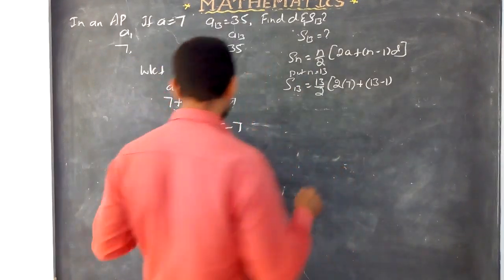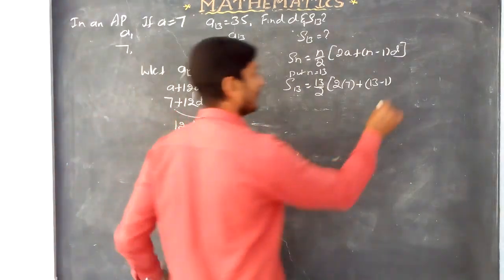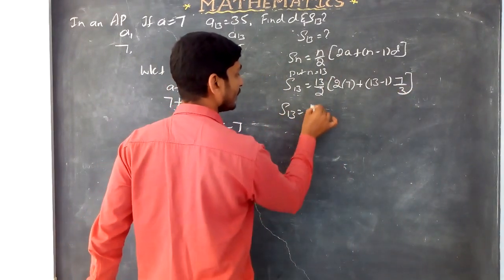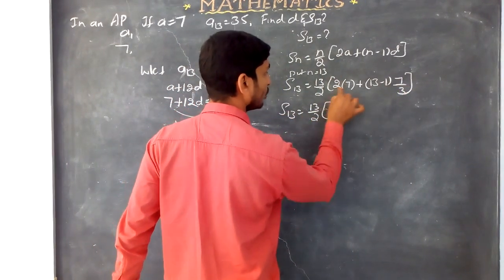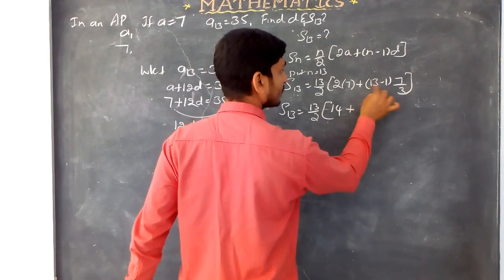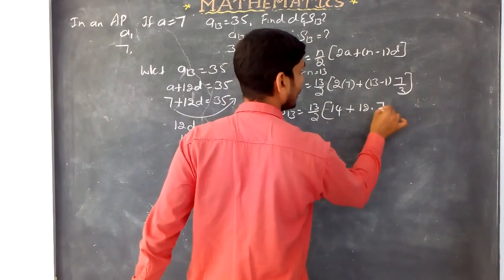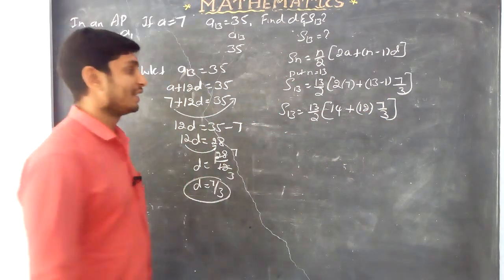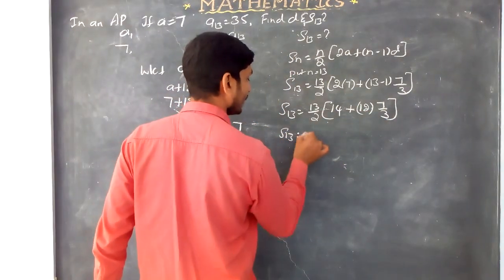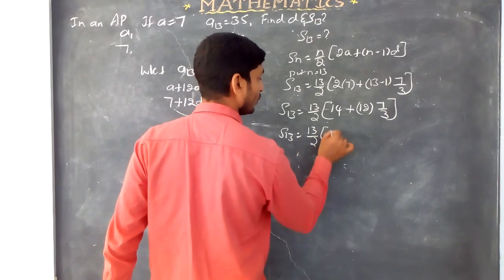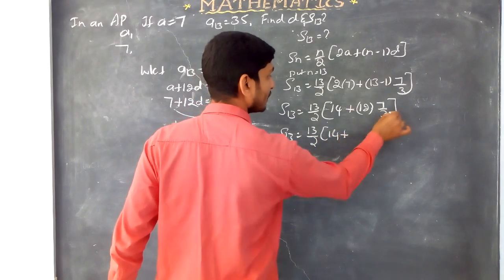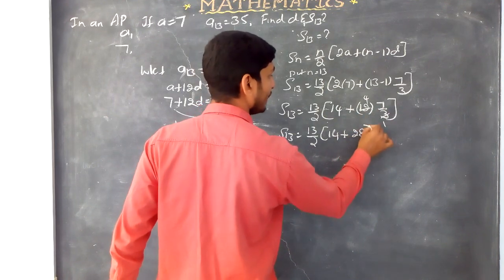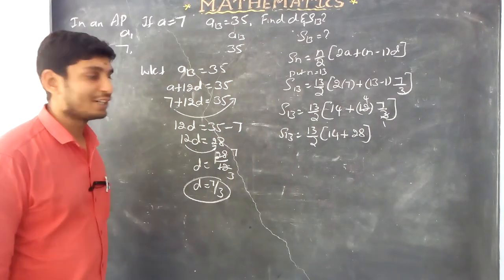D means what is d? D is 7 by 3. Let us simplify. Yes, S13 is equal to 13 by 2 into 2 7s are 14 plus 13 minus 1 means it is 12 into 7 by 3. Let's simplify further. S13 is equal to 13 by 2 into 14 plus, 3 1s are 3, 4 7s are how much it is? 28. Is it right? 7 4s are 28.